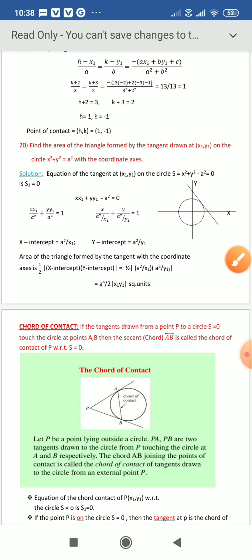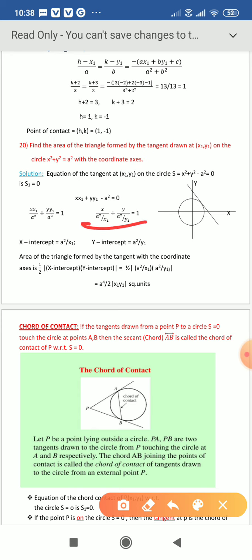By using this, we transform that equation into intercept form. What is the intercept form? Yes, x by a plus y by b is equal to 1. Here a is a square by x1, and b is a square by y1. So this is of the form x by a plus y by b is equal to 1. So the x-intercept is a square by x1, and the y-intercept is a square by y1.